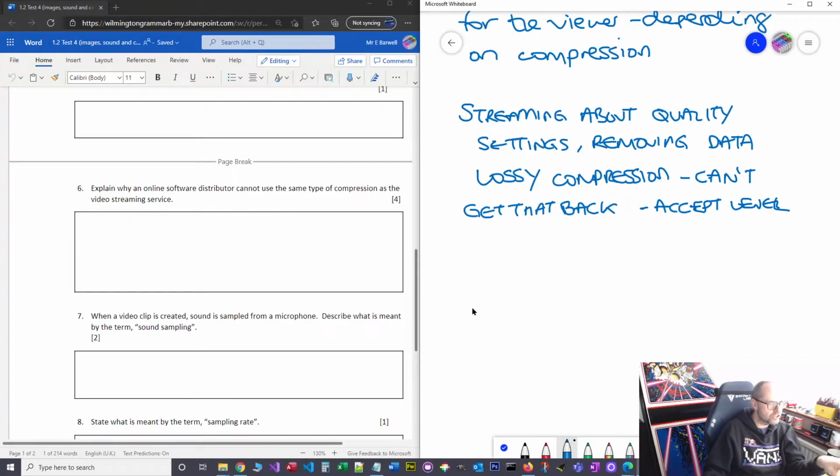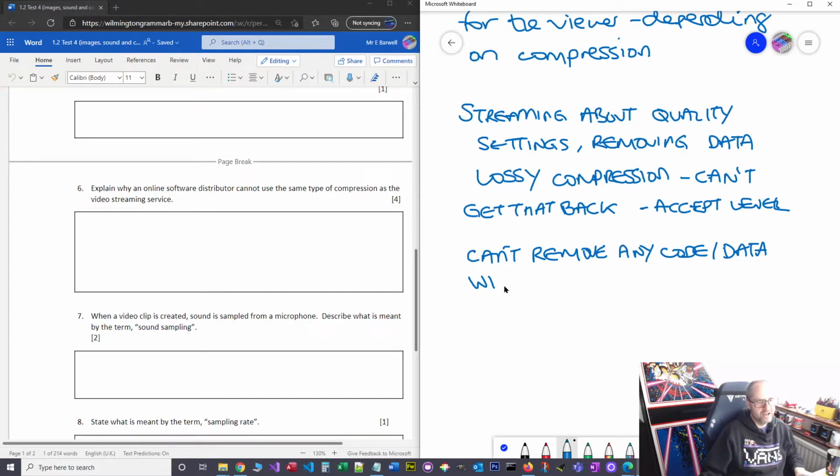But with software, you can't afford to lose anything. So we can't remove anything from software. What bit of the software are you going to throw away? If we've got data files, like a Word document, you can't say, oh, I'll throw half of it away, because obviously that's gone. You never get it back. Can't remove any code or data.